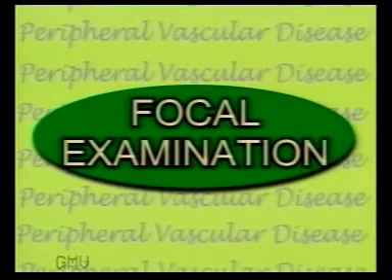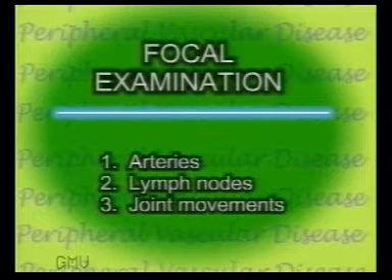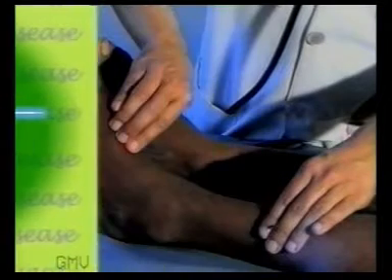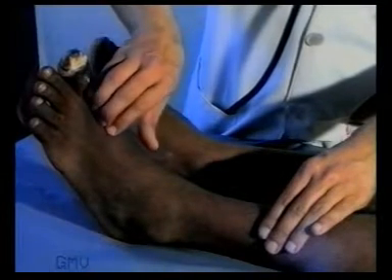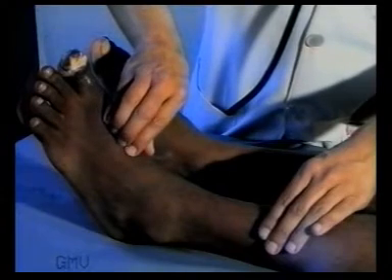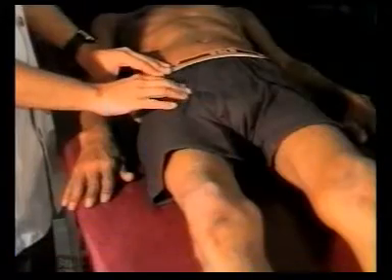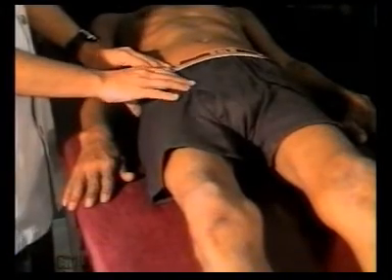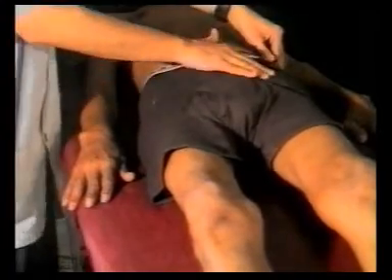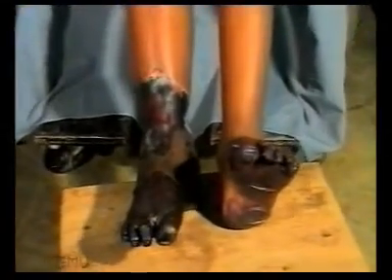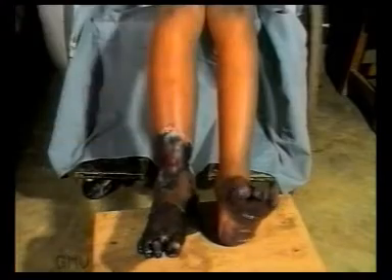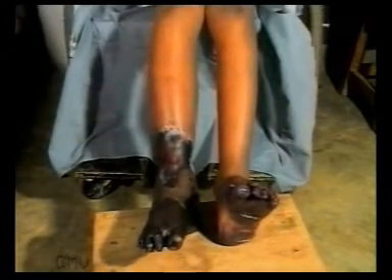Now we will proceed to focal examination, that is examination of arteries, lymph nodes and the joints. First, palpate the arterial pulse at various levels in all the limbs. Then palpate the inguinal region for enlargement of lymph nodes. And then test the movements of different joints in the gangrenous area. Gangrenous portion of the limb will lose its movements as seen in the right foot and ankle and left toes.